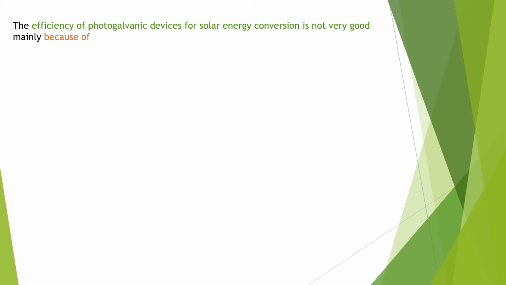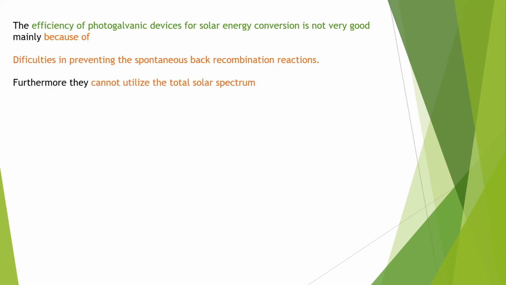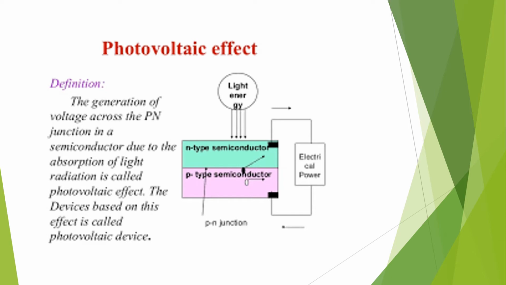Now the efficiency. The efficiency of photogalvanic devices for solar energy conversion is not very good. It is because of two factors: the difficulty in preventing the spontaneous back recombination reaction, as you can see the cell charging and discharging may occur together, and furthermore we cannot utilize the total solar spectrum.